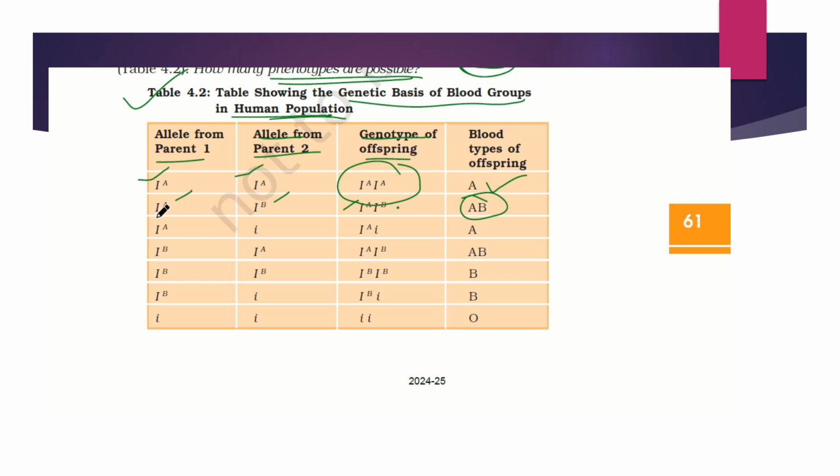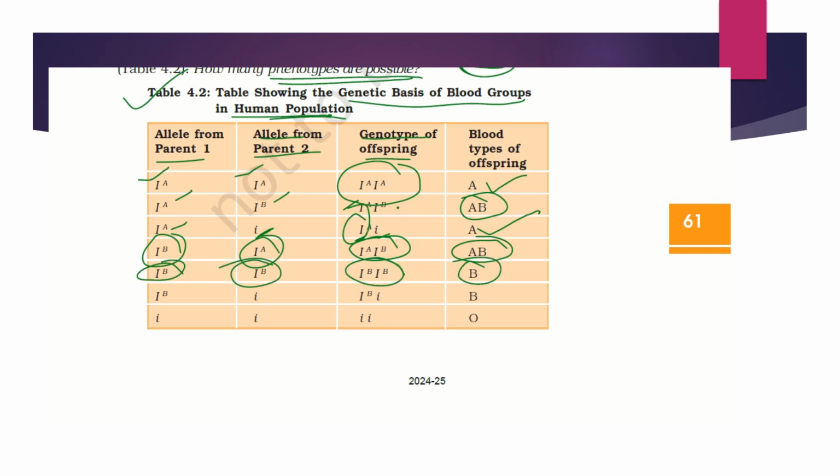Like that only, allele from parent 1 is IA, allele from parent 2 is i. We have told that IA will be expressing, so A is the blood group. Similarly, if IB is the allele from parent 1 and IA from parent 2, both will be expressing. So IAIB is the genotype and AB is the blood group. Again, IB from both parents gives IBIB, so B will be the blood group of the offspring.